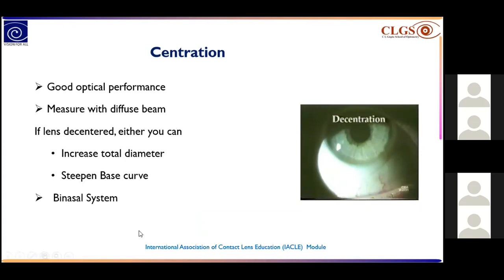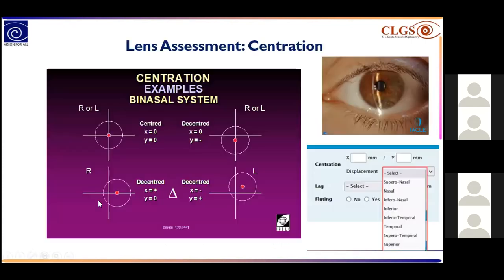So by using this binasal system. So what is this binasal system? The binasal system basically says that if the lens has decentered nasally, then we have to give a plus sign along with the amount of decentration, and for temporal decentration we need to give a minus sign, and similarly if the lens decentered superiorly then we need to give a plus sign, and for inferiorly we have to give a minus sign.